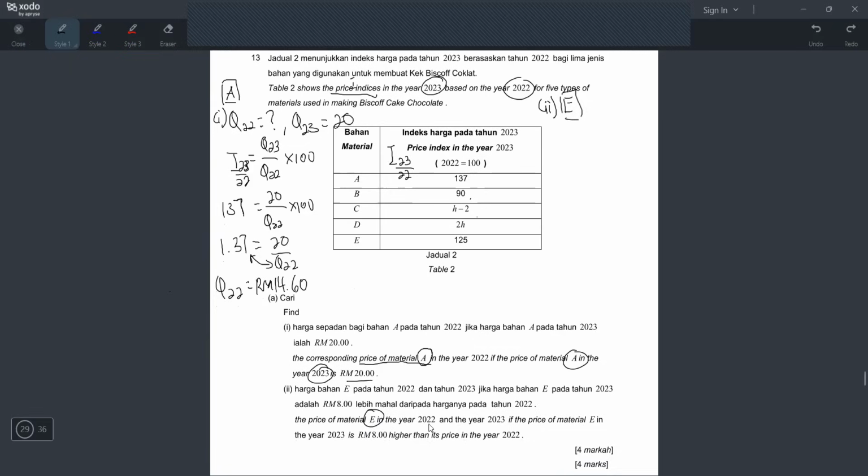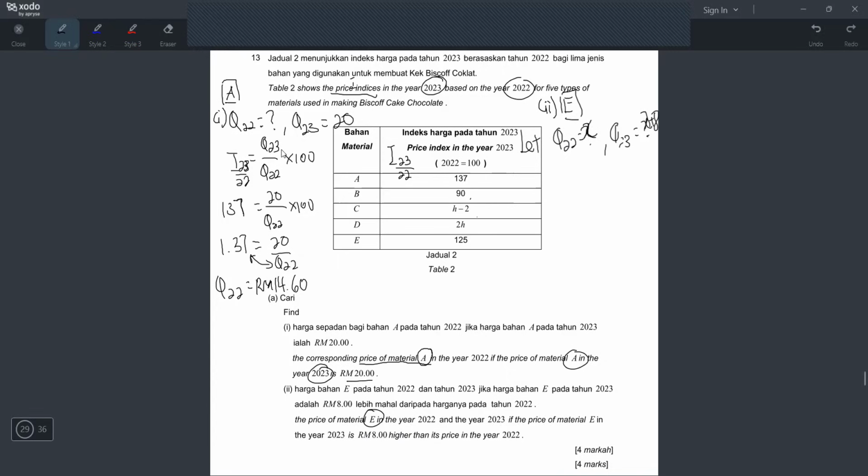Okay, the price of material E in the year 2022 we need to find. So Q 2022 we need to find. And then this one is year 2023, and the year 2023 we also need to find. Both are not given. If the price of material E in the year 2023 is 8 ringgit higher than price in the year 2022. Oh, so the 2023 price is 8 ringgit higher than the 2022 price. So can I make this one X? Then this will be X plus 8. Right? Because let the price in 2022 become X. And then since the 2023 is 8 ringgit higher, so this will be X plus 8.